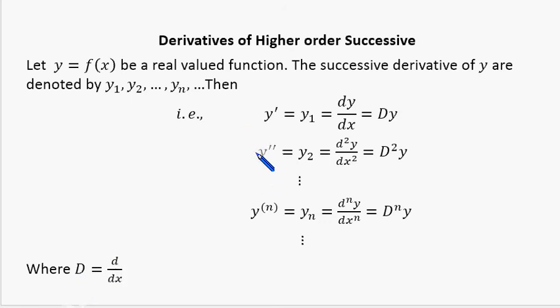Similarly, the second order derivative, y double dash is equal to y2 is equal to d square by dx square of y is equal to capital D square y. So in general, the nth order derivative, yn, is equal to y to the power of n is equal to d to the power of n by dx to the power of n of y is equal to capital D to the power of n of y.